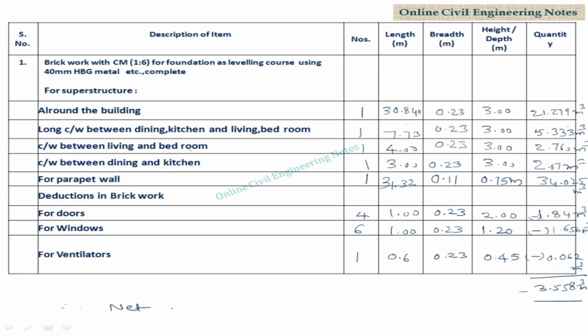Net quantity of brickwork is equal to, overall brickwork is 34.027 cubic meter minus these deductions 3.558. Net quantity of brickwork is 30.469 cubic meter.